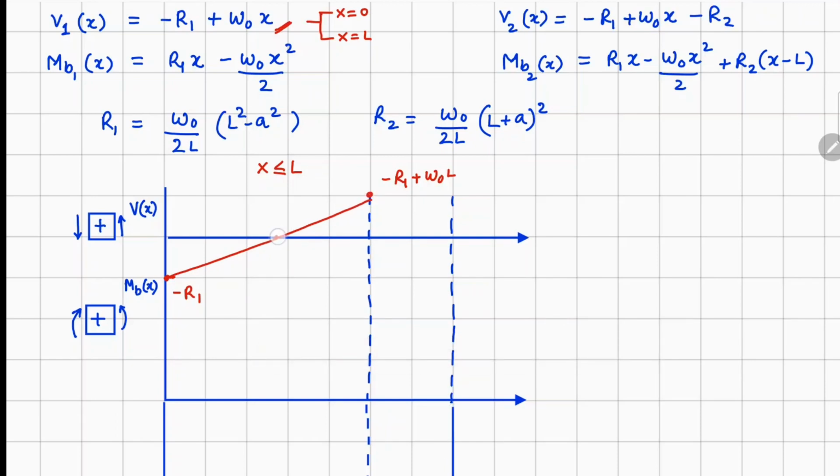Now this point right here, which is where the shear force is going to be 0, is equal to R1 divided by W naught. So this is how your shear force is in the first segment.